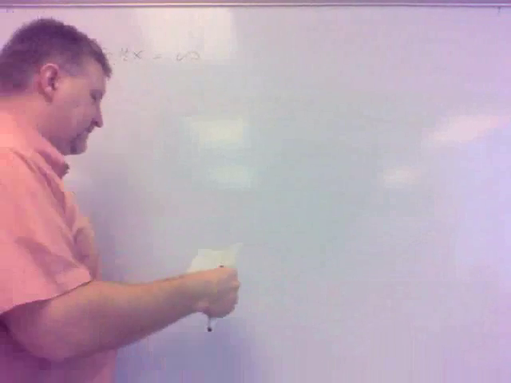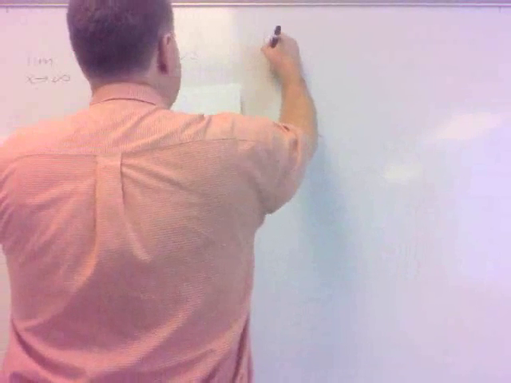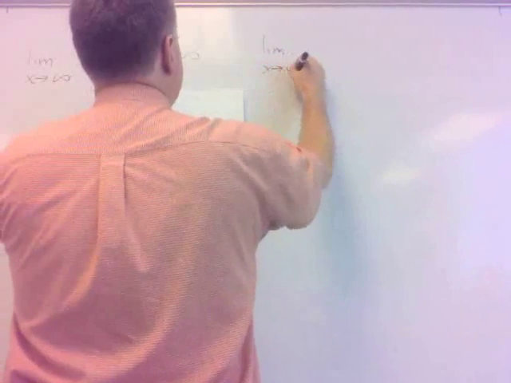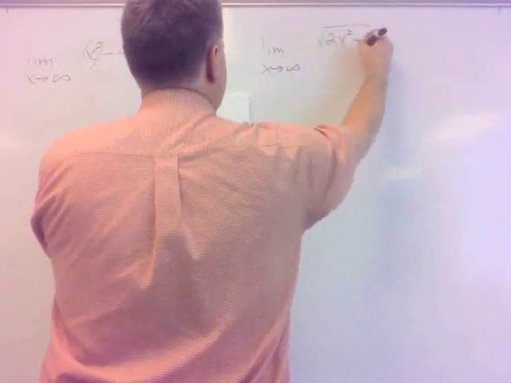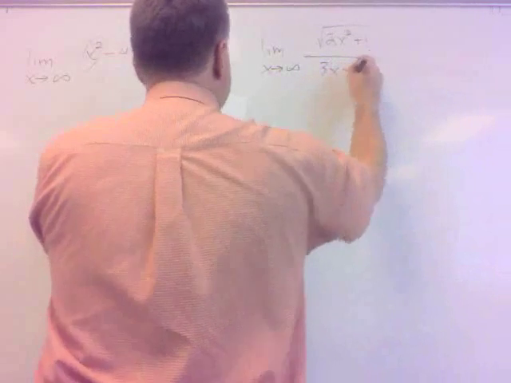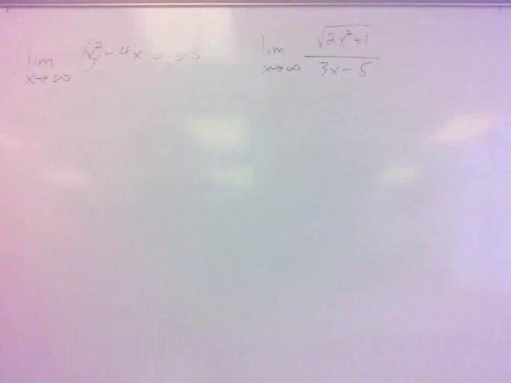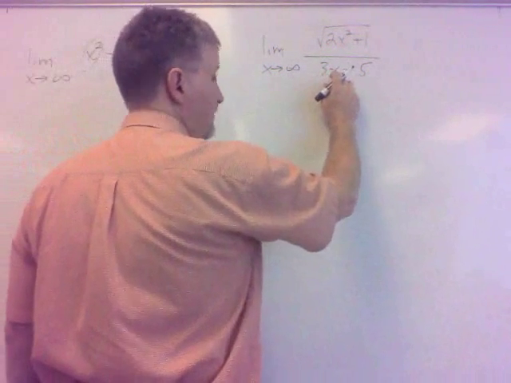But there are a couple of other little tricks to these limits at infinity, if we have some square roots involved. Limit as x goes to infinity of the square root of 2x squared plus 1, divided by 3x minus 5. What are we going to divide there by? The degree of the bottom is the one I divide by, right? So divide by x.